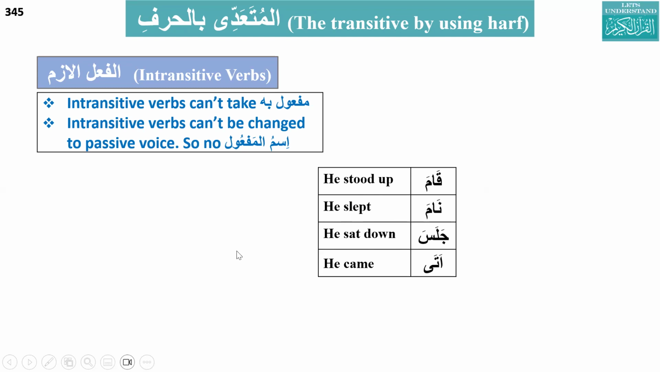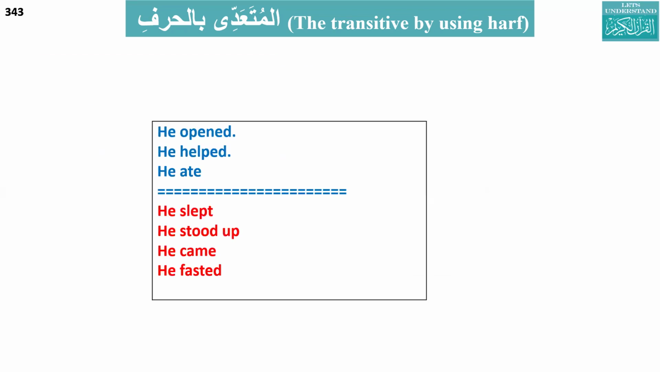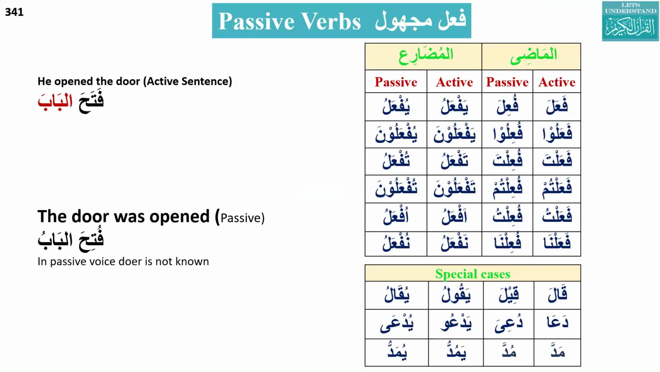So this is just what we have covered so far. Basically our main topic is al-mutaaddi bil harf, the transitive by using harf. Before we can get to the main topic, first we have to understand all this. We already covered these things before, but this is the right time to recall all these terminologies. And what are those terminologies? Number one is passivize.